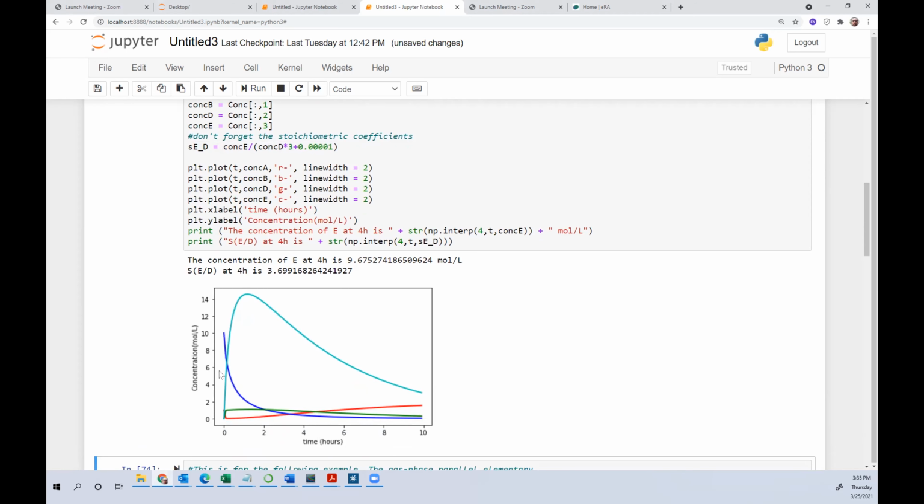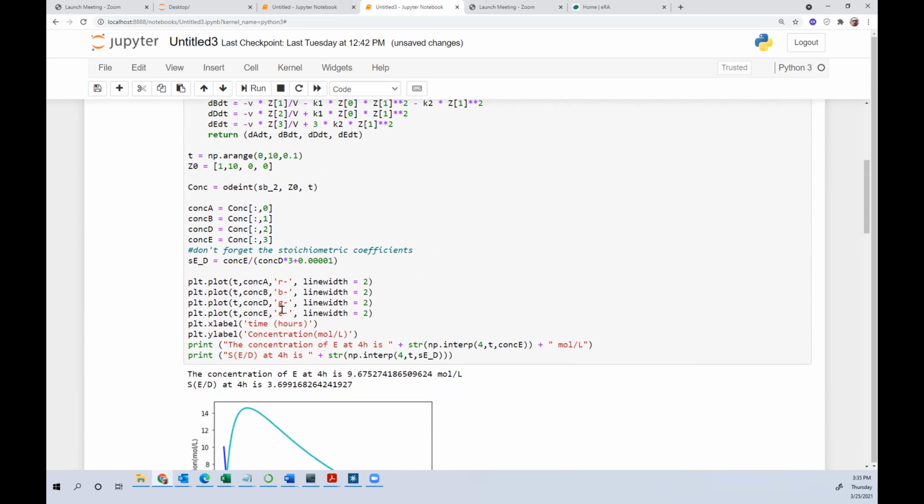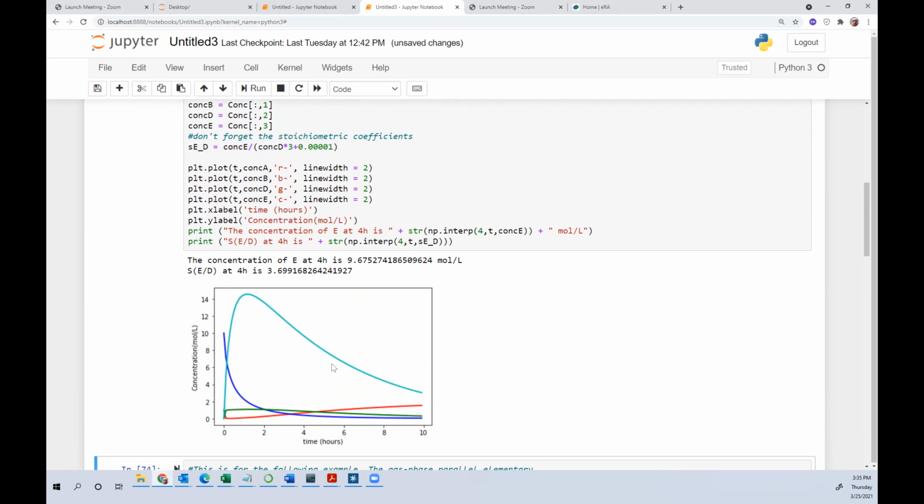So in cyan, you have concentration of E goes up, but then it goes down. The reason it goes down, I'll explain in a moment. And you have concentration of A, it depletes completely at 4 hours.